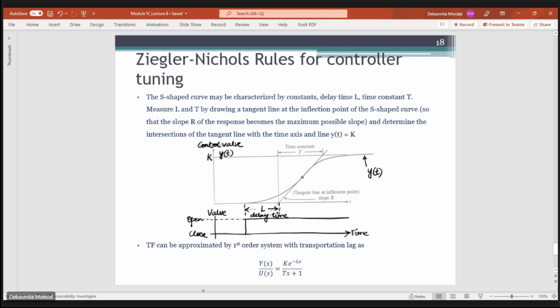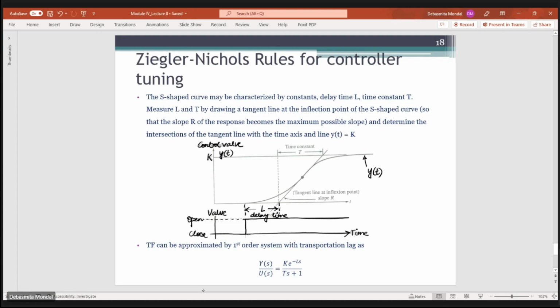If you draw the response of the control valve, when the control element is opening, the time between the opening of the control valve and the time at which this tangent crosses the time axis is known as L. From this point to the point at which the tangent crosses the y(t) equals K line is known as the time constant.